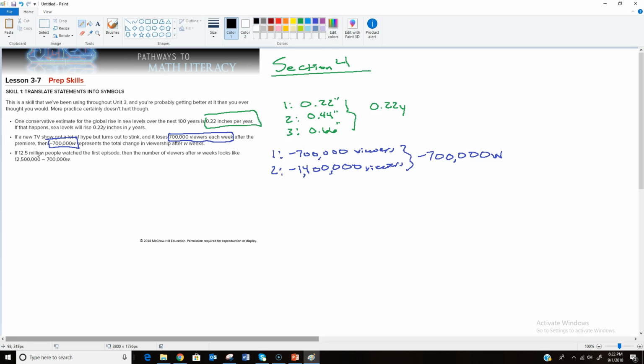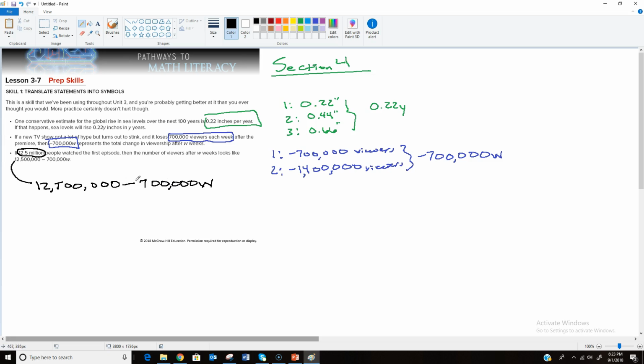Okay, and then the next one says if 12.5 million people watch the first episode, then the number of viewers after W weeks looks like this. So it says now let's actually say how many people were starting, and then that gives us a starting value. So we started at 12,500,000 viewers, and we're going to lose 700,000 viewers per week.